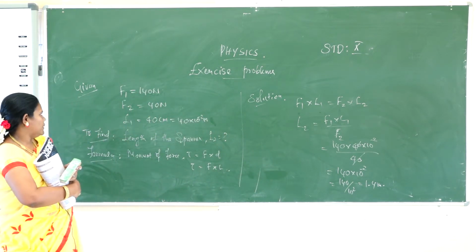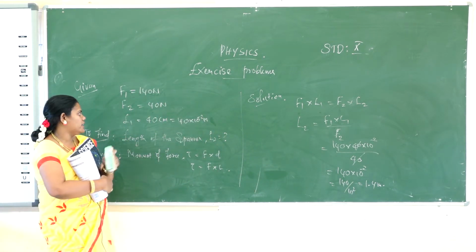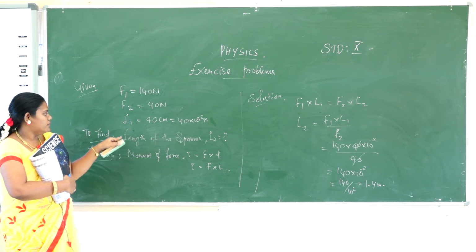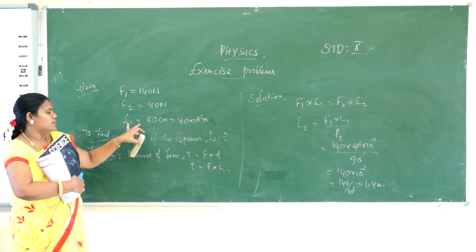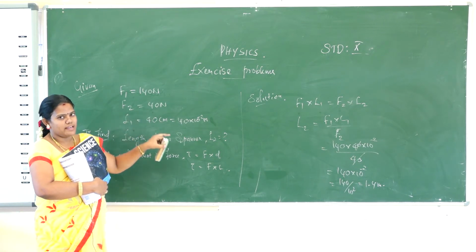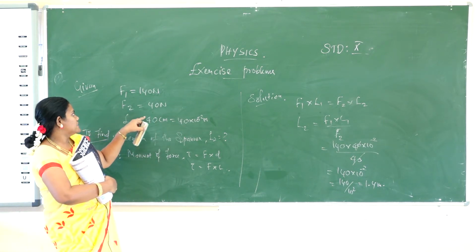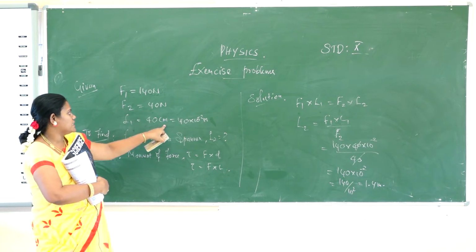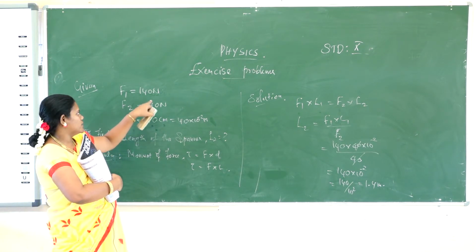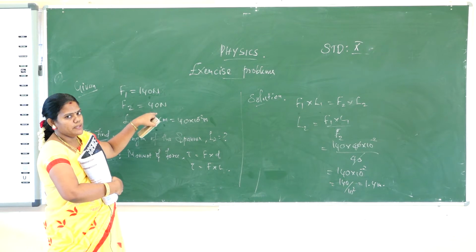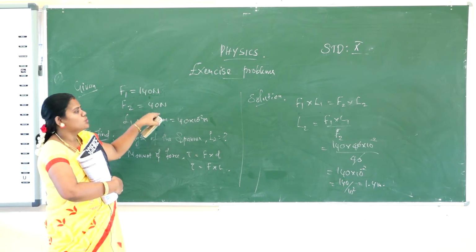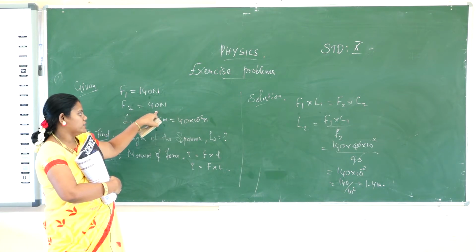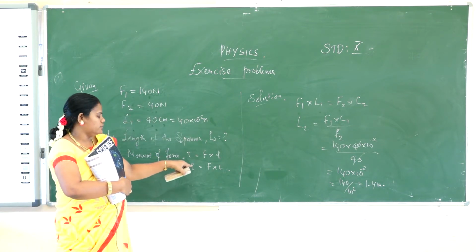In this problem, F1, F2 values are given and the L1 value is also given. We will find out the length of the spanner. This problem is about one person using a spanner. First, the spanner length is 40 centimeter and the force applied is 140 Newton. Second, the same person applies a force of 40 Newton with the other spanner. So the L2 value will be calculated.